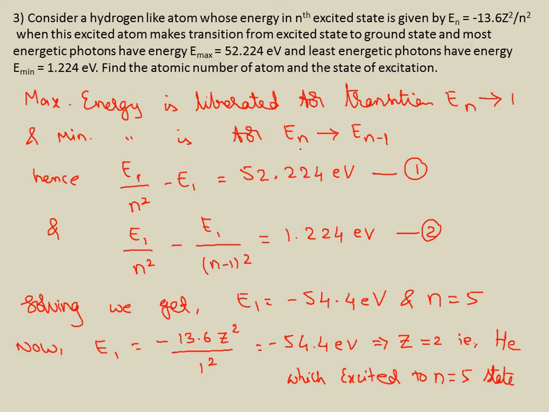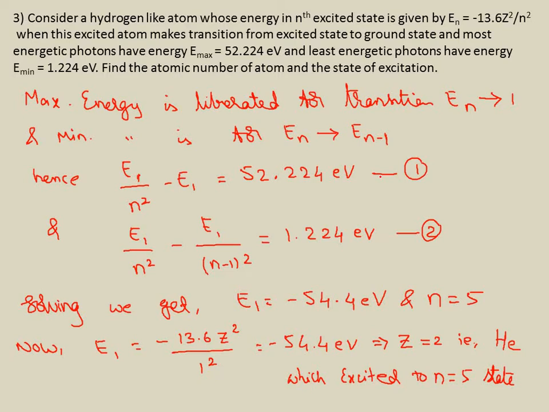So that's what I mentioned. These are the transitions. Keeping that in mind, can I write for the maximum transition E1 by n square, for Z equal to 1 I am considering. E1 is the ground state energy, right? So E1 by n square minus E1. This is for the nth state and for the ground state. The difference of this is nothing but the maximum, which is given as 52.224 electron volt.